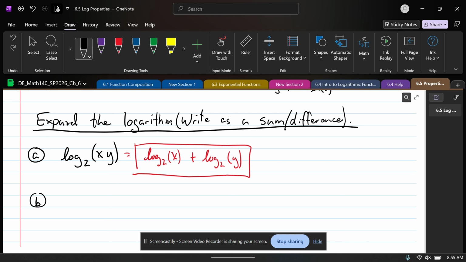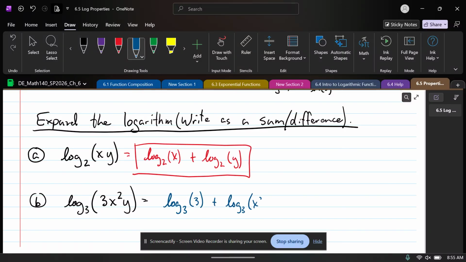Now, let's get a little bit higher level, a little bit more stuff in there. So let's take log base 3 of 3x squared y. So this one has more stuff in it. How many things are inside here? 3 of them. The 3, the x squared, and the y. There's 3 separate things. What's going on between all 3 of them? Multiplication. So I'm going to split that apart into log base 3 of 3 plus log base 3 of x squared plus log base 3 of y.